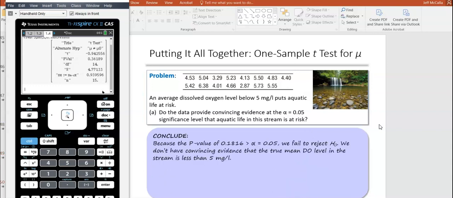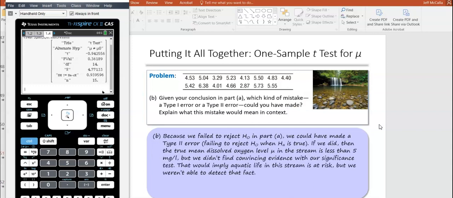And because the p-value of that is greater than the alpha level, 0.05, we fail to reject the null. So because 18% is bigger than 5%, we're going to fail to reject. We don't have evidence that the true mean DO level in the stream is less than 5. And that kind of makes sense. I mean, almost half of the values are more than 5. About half the values are less than 5. So I didn't expect it to be convincing evidence here.